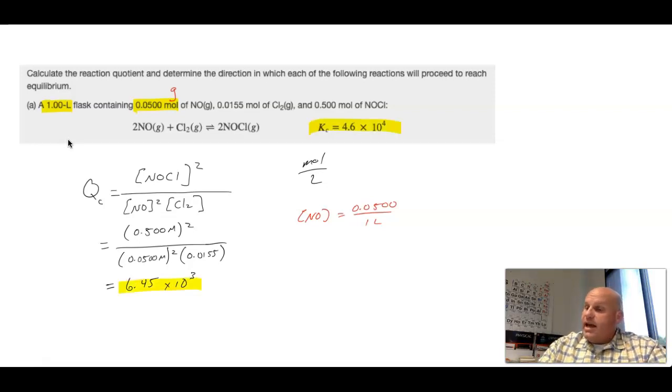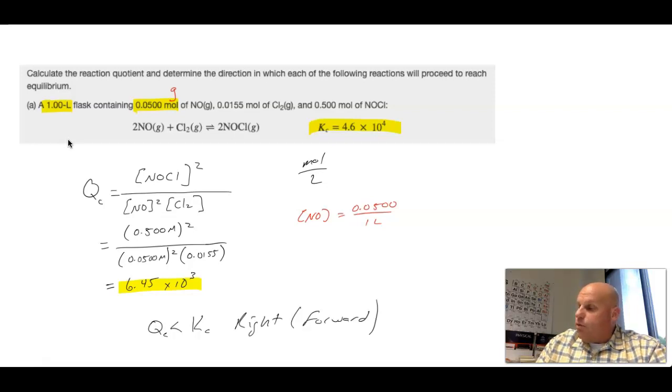So since I have a situation here in which Q is less than K, and just to be perfectly correct, Qc is less than Kc, this is going to be proceeding to the right. Q is less than K, it's to the right, or again, you could also refer to that as the forward direction. All right, so that's how we're going to be solving these problems.